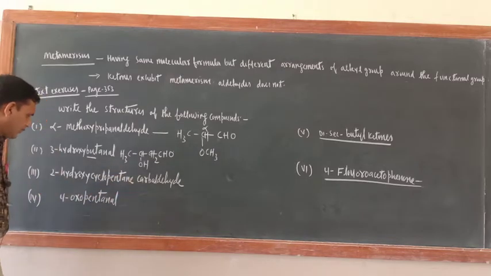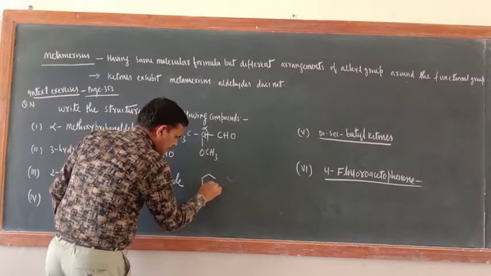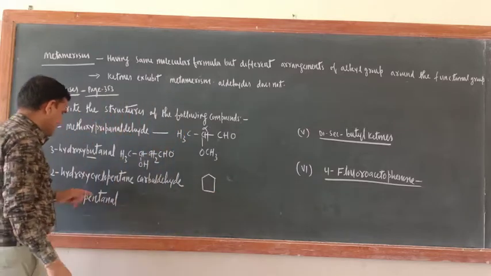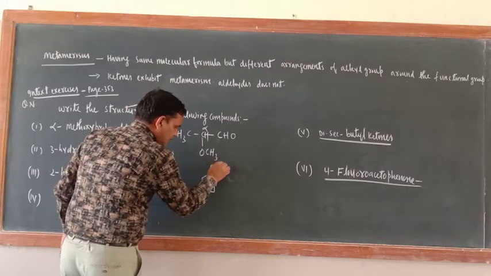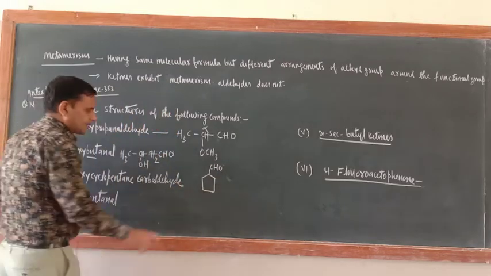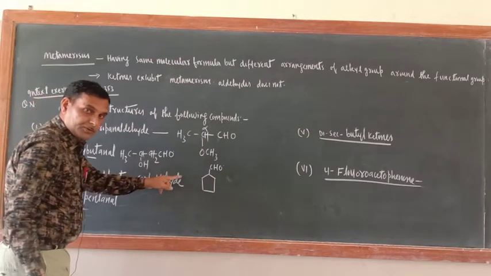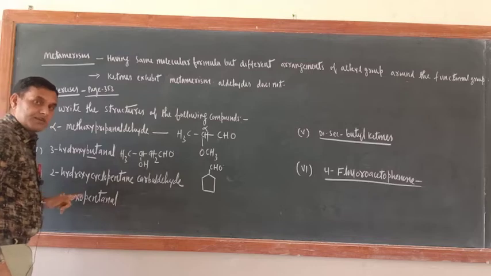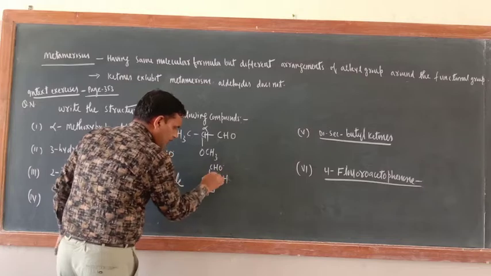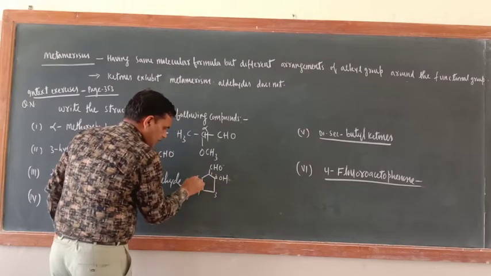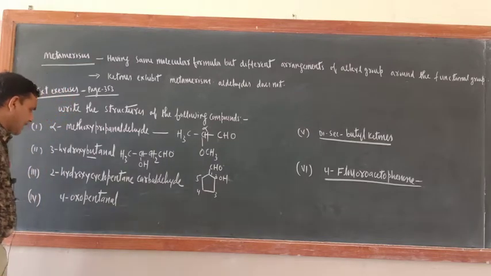2-hydroxycyclopentane carbaldehyde. Okay. So first you make cyclopentane. Cyclopentane carbaldehyde. So this is CHO, carbaldehyde. 2-hydroxy. Since the aldehydic group is the principal functional group, with respect to this one the position of OH will be decided. So this is number 1 carbon atom, this is OH, okay, 2, this is 3, this is 4, this is 5. So this is 2-hydroxycyclopentane carbaldehyde.